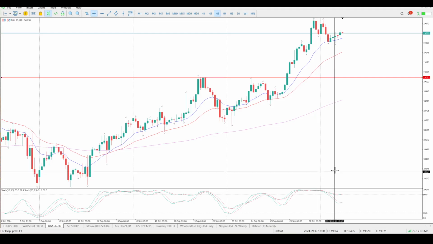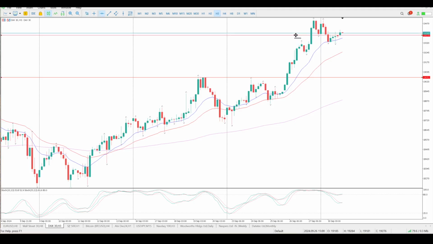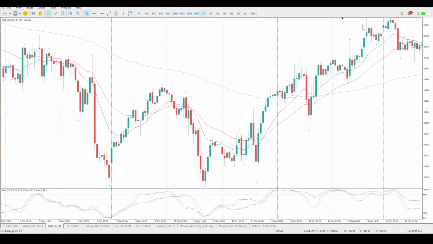Now, there's a couple of things on the cards here. So there is a double top play, which I'm pretty sure there's a lot of people playing at the moment. But at the same time, there's bullish and there's bearish setups. So I'm going to show you now.